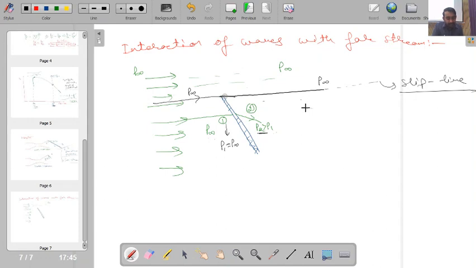Yes, for a straight slip line to occur, the pressure in this zone and in this zone has to be the same. So now our objective is: on the downstream of the shock wave I have high pressure, and ultimately this high pressure has to become P infinity. So when this shock wave is reflecting, going to this free boundary, it has to reflect in the form of some waves which can decrease the pressure from P2 to P infinity.